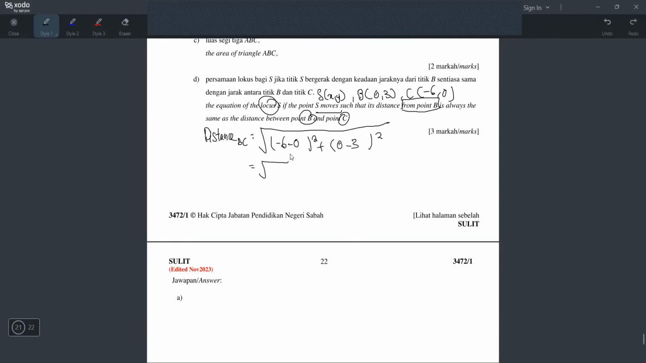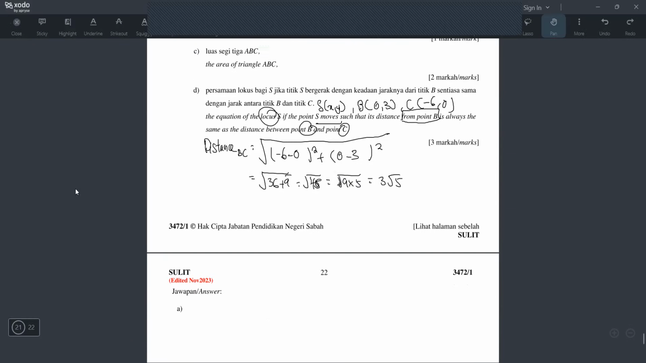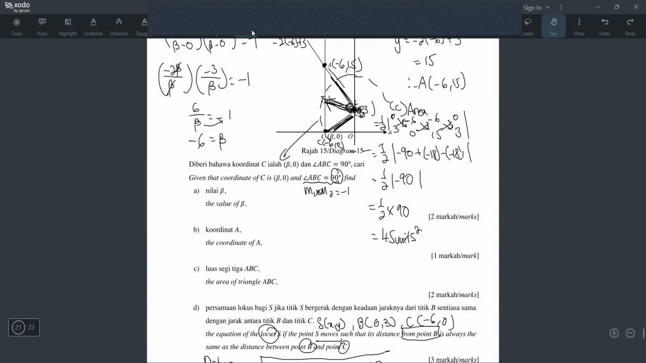So you get square root. Negative 6 squared is positive 36. 0 minus 3 is negative 3, squared is 9. 36 plus 9 is square root 45. Can we simplify this? The answer is yes, because 45 is 9 times 5, which is 3 square root 5, because square root 9 is 3. Right? But actually, if you don't simplify, also can. If you stop here, also can, because this is not the final answer. This is just the radius of the circle, the distance.